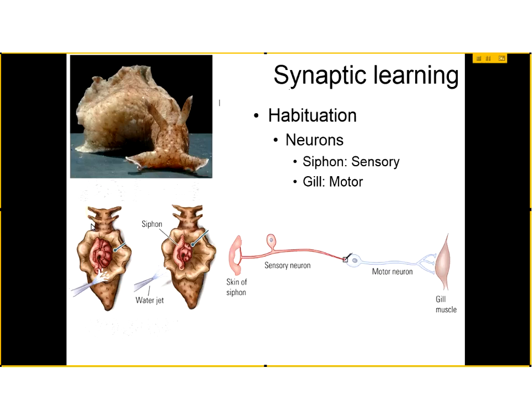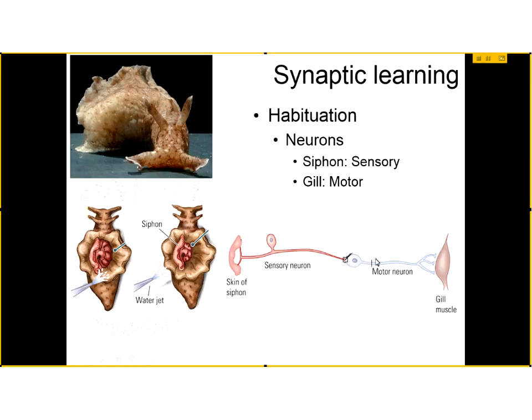We have basically a sensory neuron, as we can see here, that is collecting information from the siphon. So we have a sensory neuron that synapses directly on a motor neuron that goes out and will cause a gill muscle to contract. So that's very, very simple. And this is in your book as well. So if you want to read through it, in addition to what I'm saying, that might be beneficial.